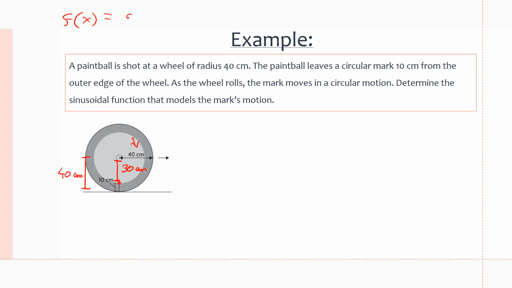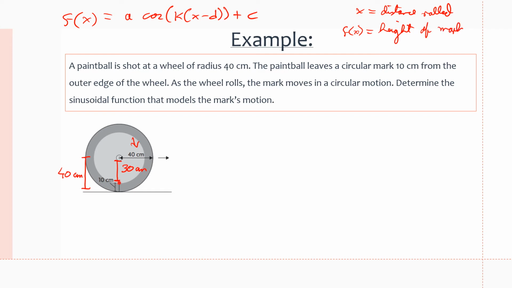So we'll do f of x equals a cosine of k times x minus d plus c. In this case, x is going to be the distance the wheel rolls, so distance rolled, and f of x will be the height of the mark above ground, right? Those are our variables, and that's the equation we want to find.